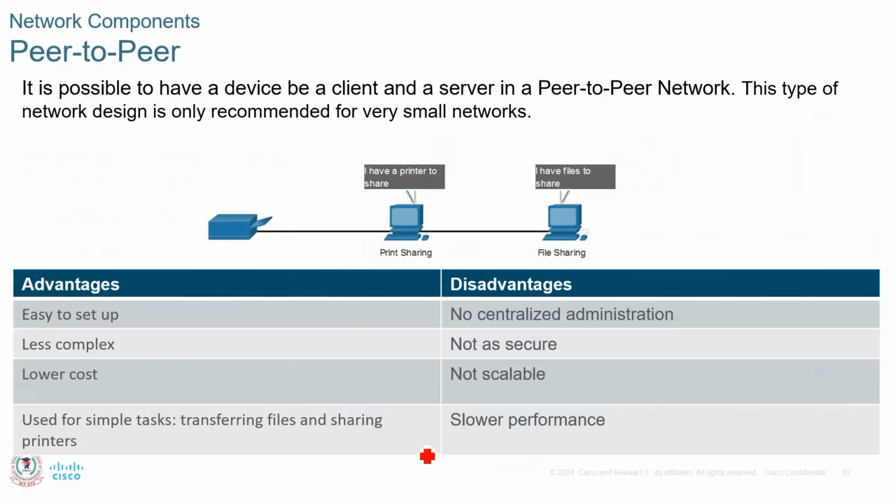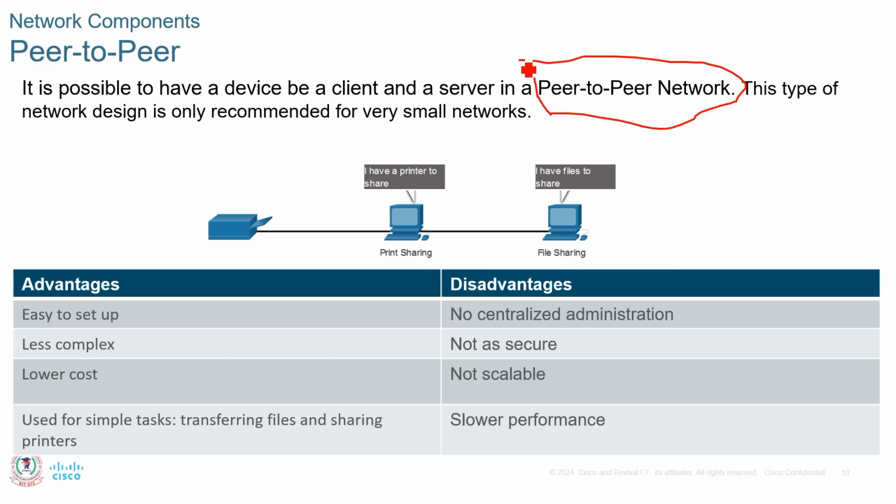So now we have another component. This is peer-to-peer. When you hear about peer-to-peer, what comes to your mind? A peer-to-peer is just like a point-to-point connection. It is possible to have a device be a client and a server in a peer-to-peer network. First of all, I want to talk about the peer-to-peer network. What is a peer-to-peer network? A peer-to-peer network means a point-to-point network.